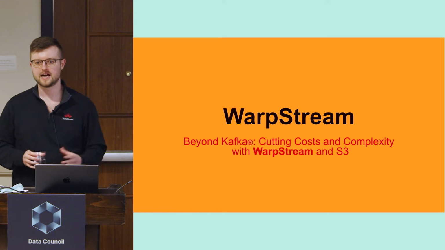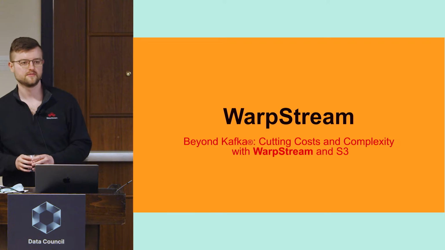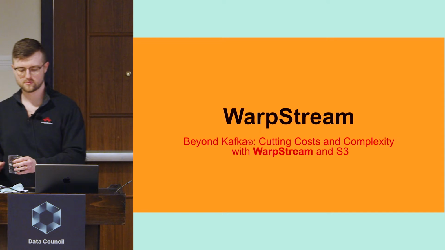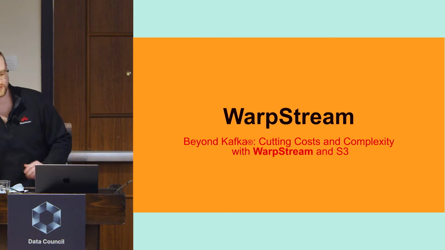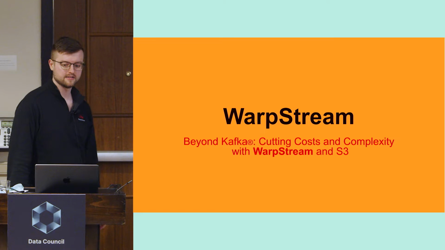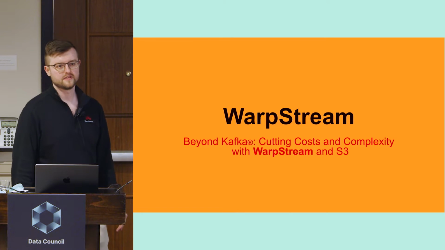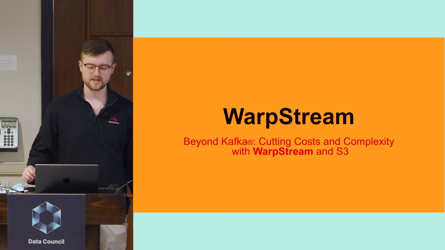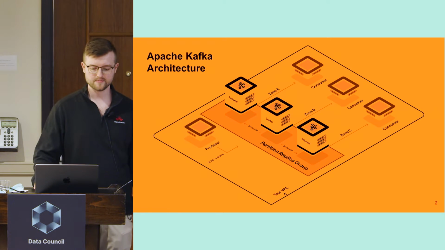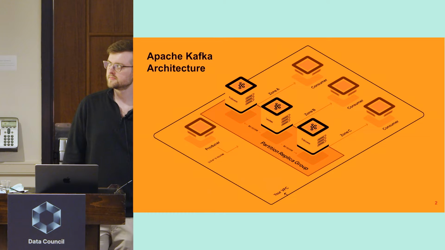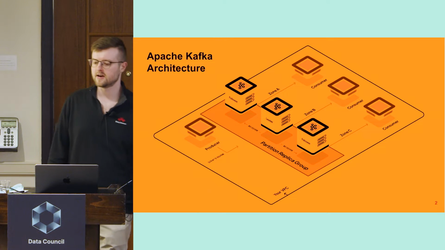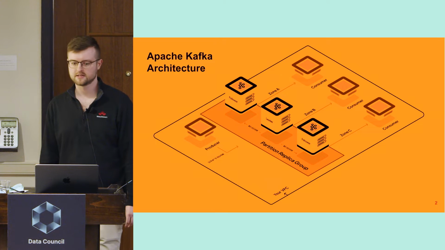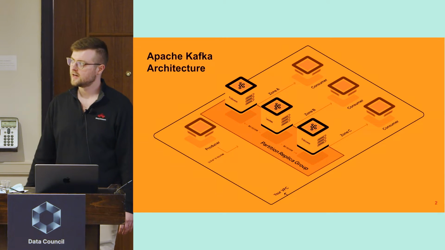Some of these costs are really obvious and direct, like the cost of VMs and EBS. But there are other costs that are a little bit more subtle, like the cost of interzone networking and the cost of your team's time doing operations against a self-hosted Apache Kafka cluster. So let's look at a simplified architecture diagram for open source Kafka so that I can go over where all these costs are coming from.